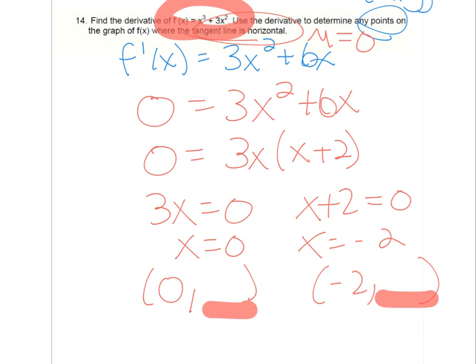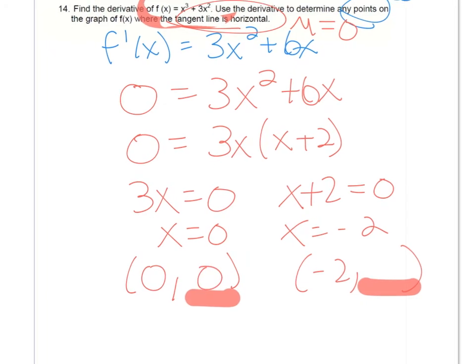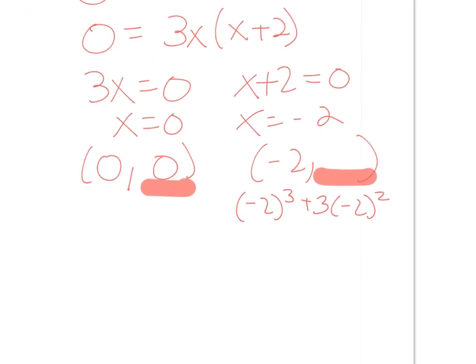So, you can see what it was. When you plug in 0, we're going to get 0. When we plug in negative 2, you can use your calculator to plug them in if you want. Let's see what we get. It says negative 8 plus 3 times 4, so that is 4.